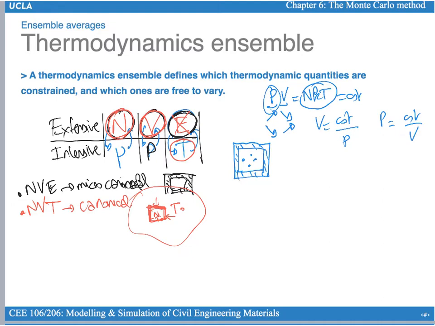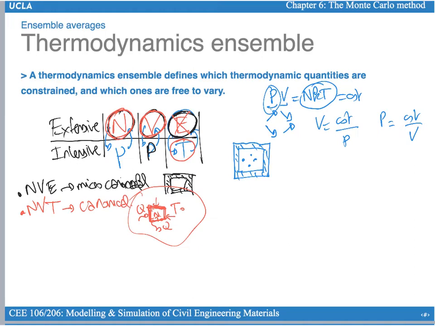And if this system was to become too hot, it would lose some energy that would be given to the thermostat. If the system was too cold, then the thermostat would provide some energy to the system so that its temperature cannot change. Its temperature will remain equal to the temperature of the thermostat. That would be an example of the NVT ensemble, the canonical ensemble, where the temperature is fixed by the thermostat, but the energy can change.